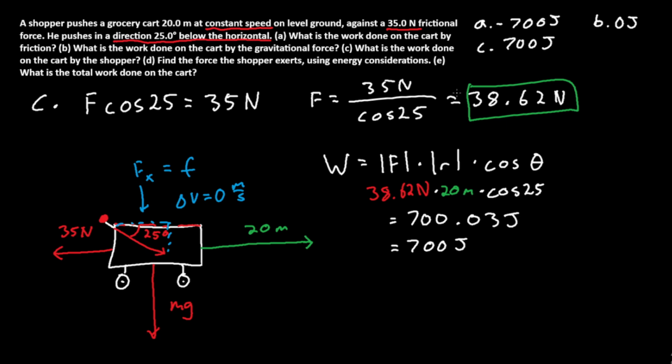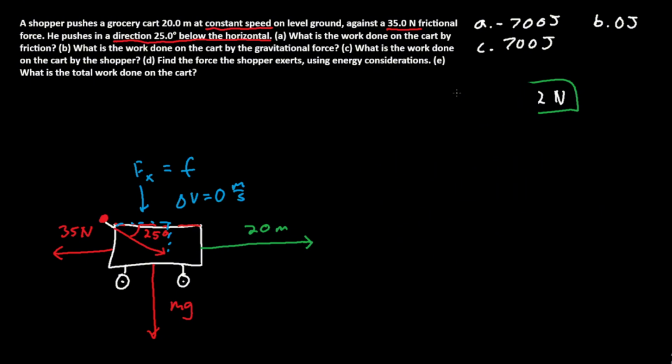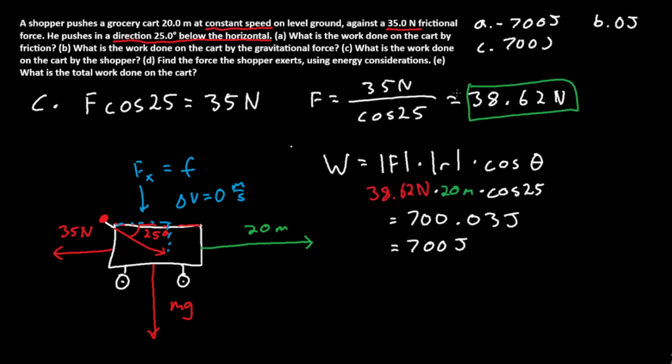Okay, how about this? Find the force the shopper exerts using energy considerations. So let's clear this up. What in the world? We just solved for it. What was it? 38 something? I'll just say 38 newtons. Actually, I'll just click on do. 38.62 newtons. Boom. This is part D. So as you solve for part C, you solve for part D. Oops, I forgot to finish the J here.